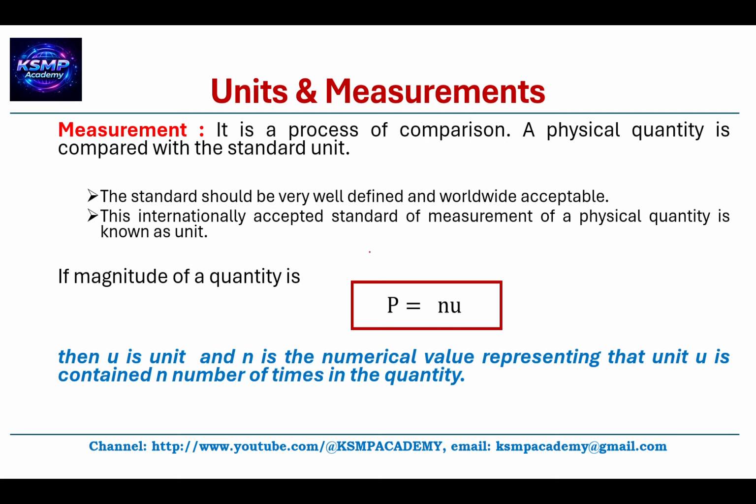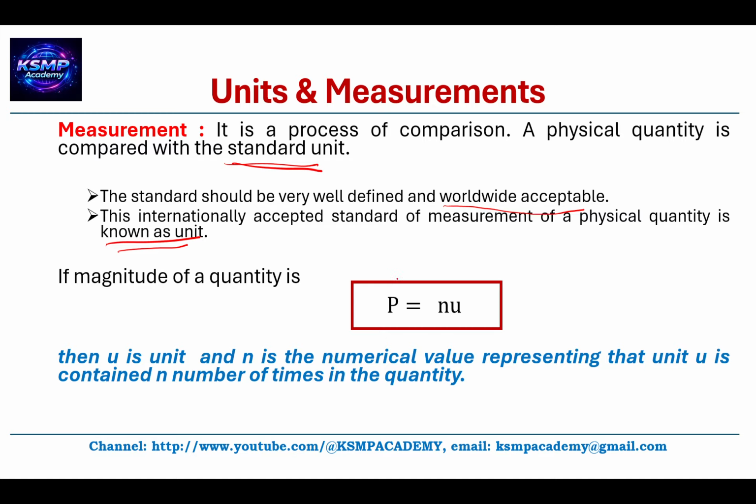Now, measurement. Measurement is very important in the scientific community. It is basically a process of comparison, and for comparison what we need is a standard unit. This standard should be very well defined and it should be worldwide acceptable. So internationally accepted standards of measurement are known as units. Whatever standards are accepted internationally are known as the unit of that particular physical quantity.